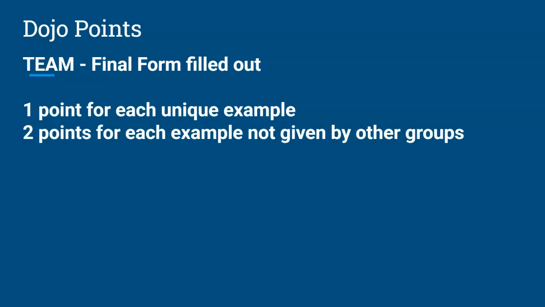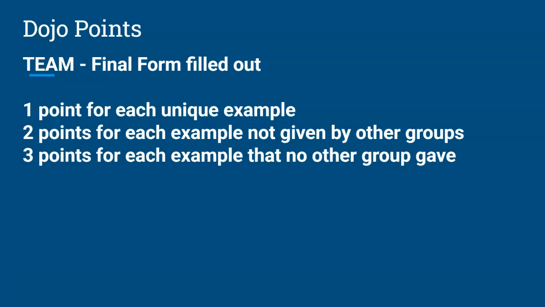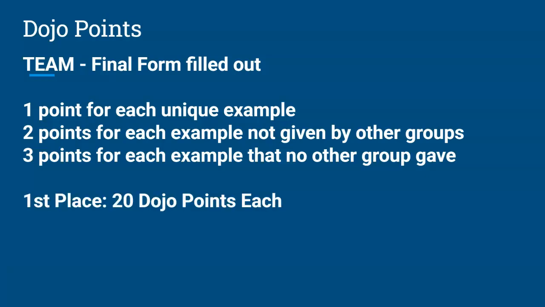2 points for each example not given by other groups, by really many other groups, for kind of like harder to find ones. 3 points for really hard ones. So if you found kind of a little nook and cranny in the Ecotarium that isn't very noticeable and no other team saw or highlighted, you may get 3 points for that. Okay, but it needs to be on this form, filled out correctly.